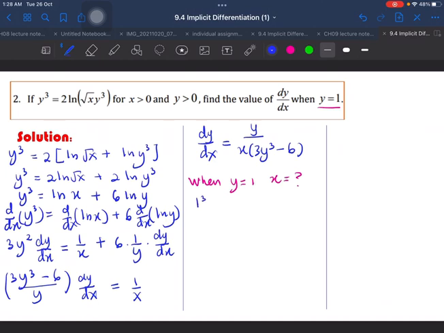1 cube equal to 2 ln x, 1 cube. 2 ln x, and then simplify again. We get the answer is ln x equal to 1. Class, ln x equal to 1. And then taking exponent both sides, we can get x equal to e.